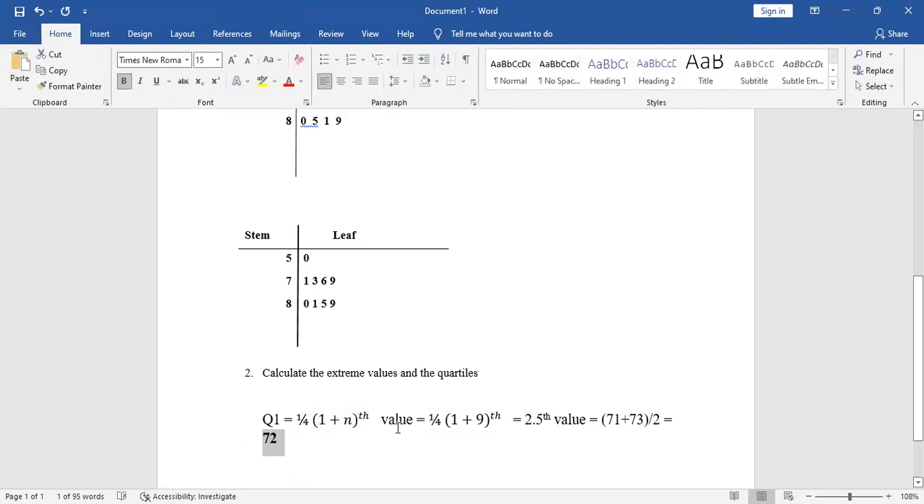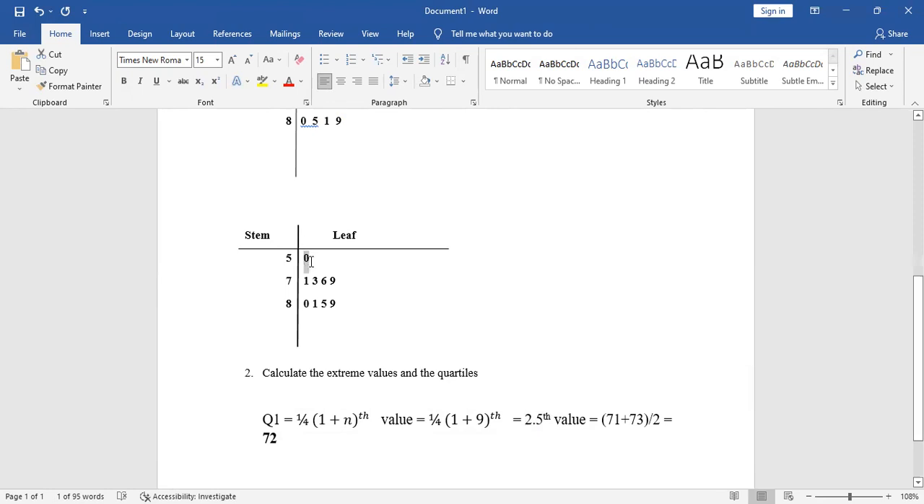So when we calculate using this formula, what we get is the position. So the 2.5 is not the first quartile itself. No, it's not the first quartile. To get the first quartile, we need to find the 2.5 position.